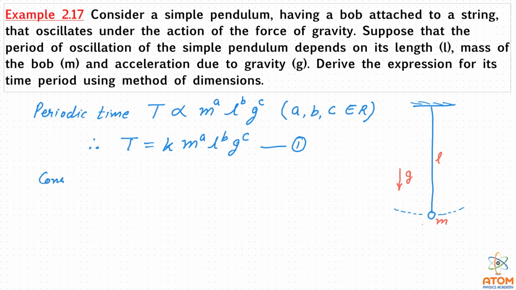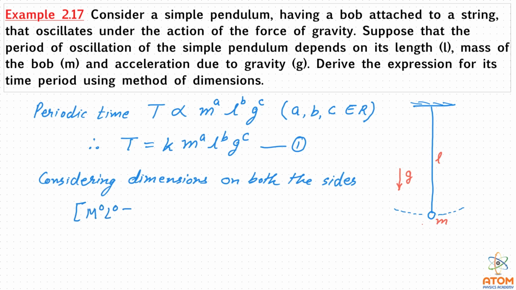Considering dimensions on both the sides. Now the left side is having periodic time T and the dimension formula of periodic time T can be written as M0 L0 T1.